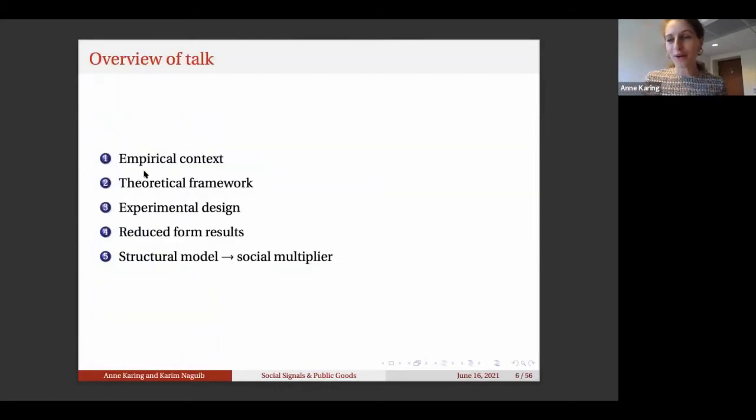So now a quick overview. I'm going to give you a little bit more information about the empirical context before I introduce to you briefly the theoretical framework, which was the motivation for the design of this experiment, but also for the survey data we collected. Then I'm going to tell you about the different treatments, or generally the experimental design, briefly show you the reduced form results, and then we're going to add some more structure to this problem in order to properly identify social signaling effects separately from effects that might be due to private utility, but also in order to estimate these social multiplier effects and really take advantage of all the data that we've collected in one modeling framework.